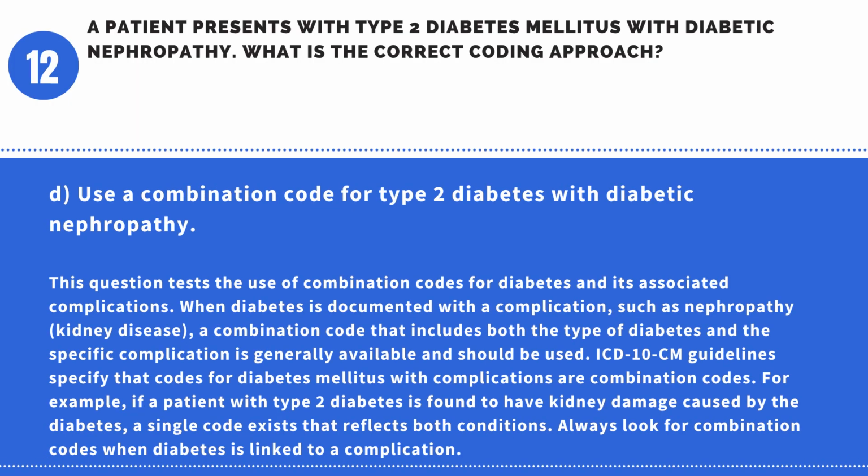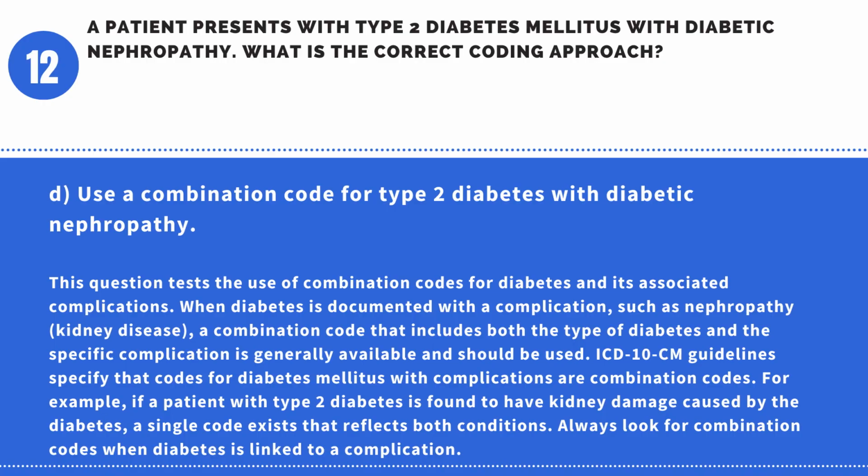Answer: D. Use a combination code for type 2 diabetes with diabetic nephropathy. This question tests the use of combination codes for diabetes and its associated complications. When diabetes is documented with a complication, such as nephropathy, kidney disease, a combination code that includes both the type of diabetes and the specific complication is generally available and should be used.